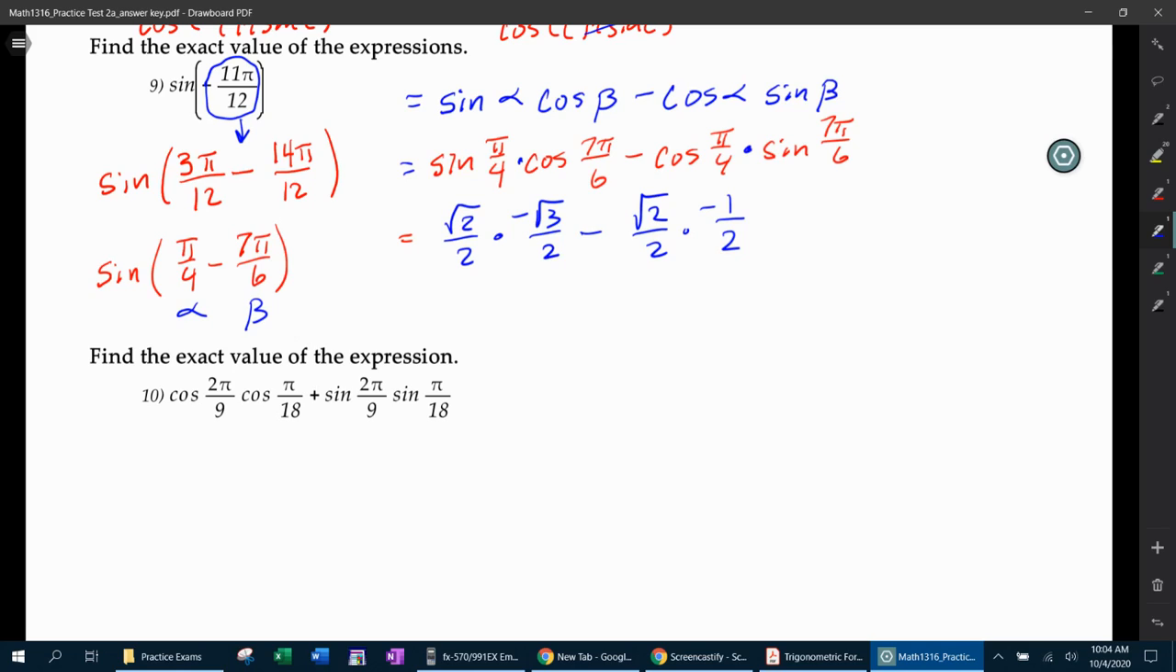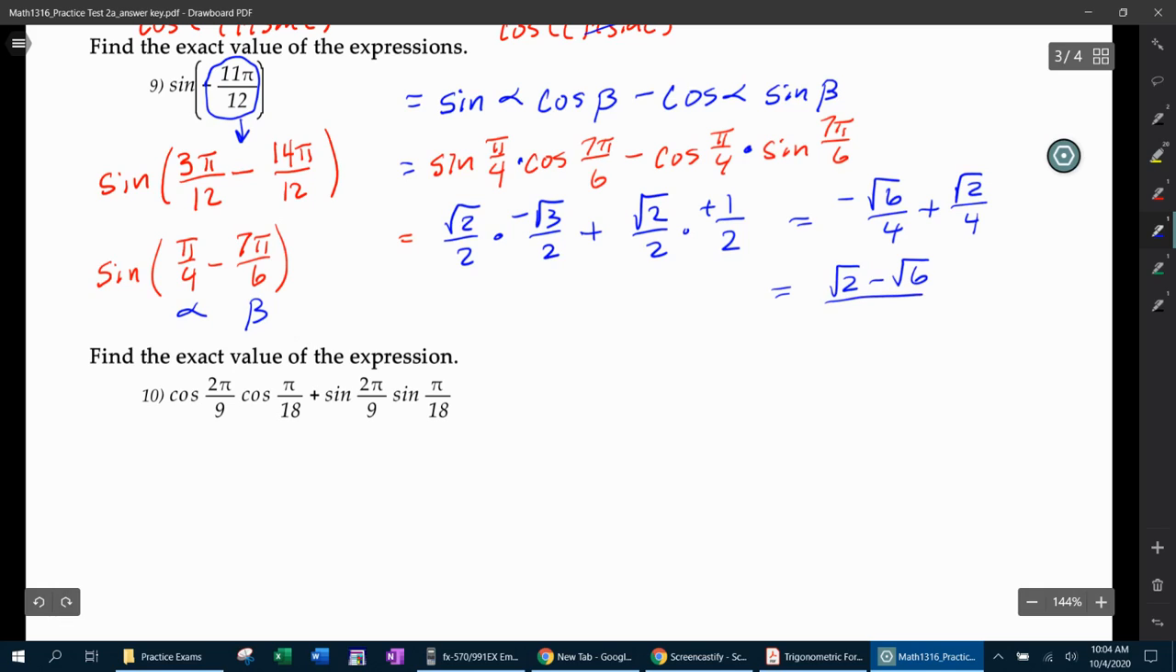And then we need to simplify that. So that's going to give us negative square root of 6 over 4. And here a negative times a negative makes a positive square root of 2 over 4. And then if we want to put it into one single fraction, we could say square root of 2 minus square root of 6 over 4. Do you see how I switched places with those? So that the positive one comes first. That's not necessary, but it's nice.